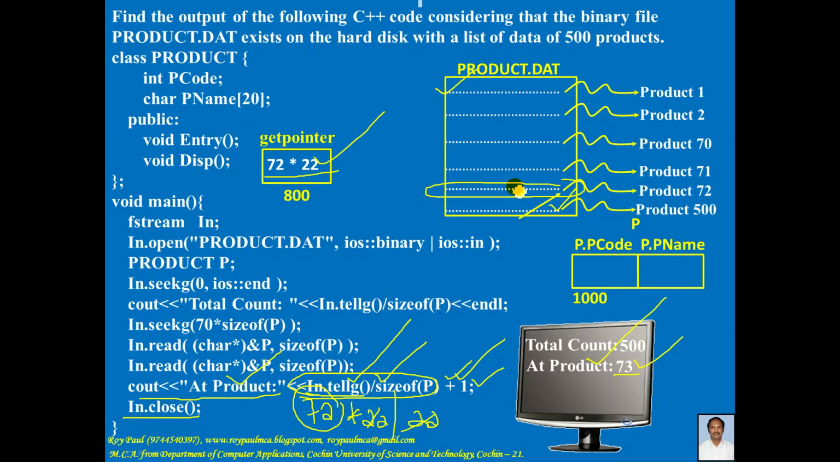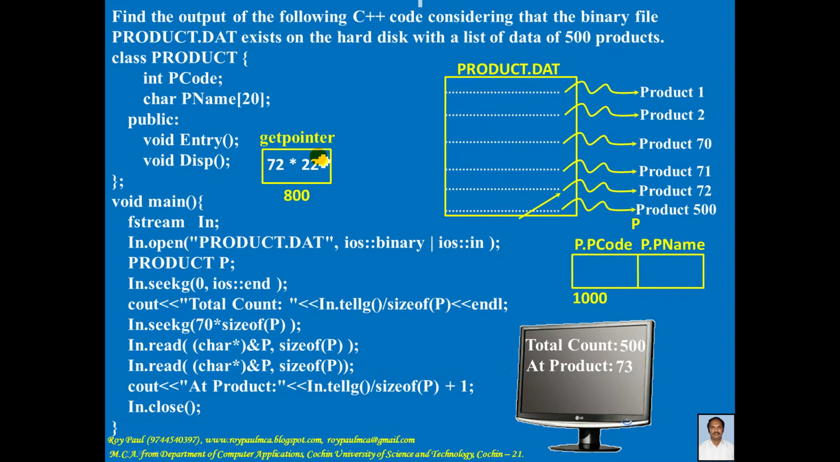And in.close, this file is removed from random access memory. Remember, it is still there on the hard disk. So for this given program, this is the output.